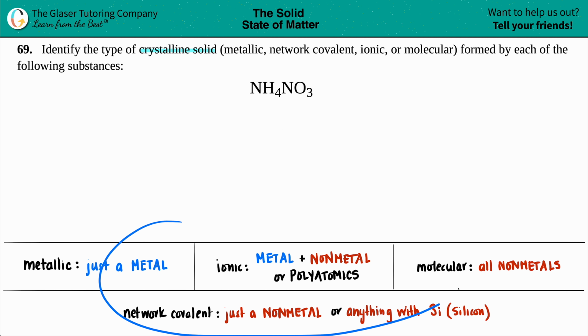So I wrote down the 4 crystalline solids down here, just like a little cheat sheet to help you guys figure out which one is which. So we're going to use this to figure out what ammonium nitrate is. I guess we'll start from left to right.